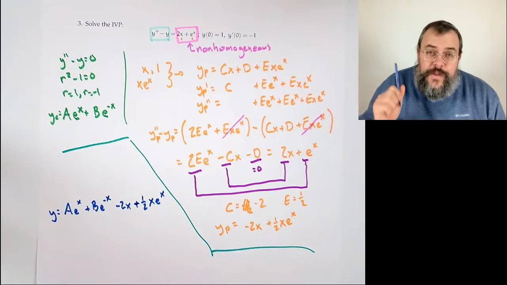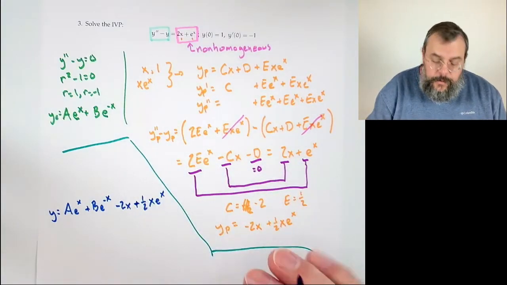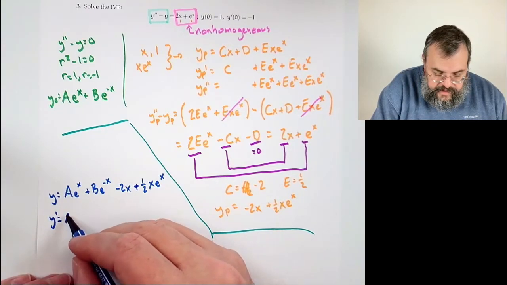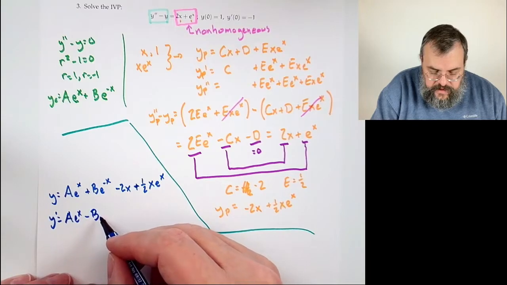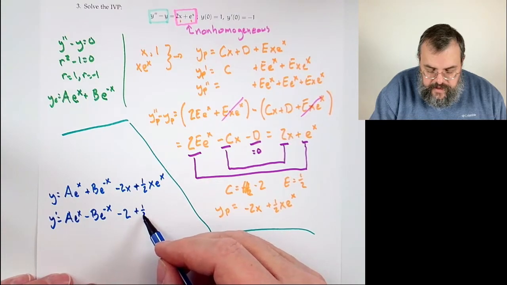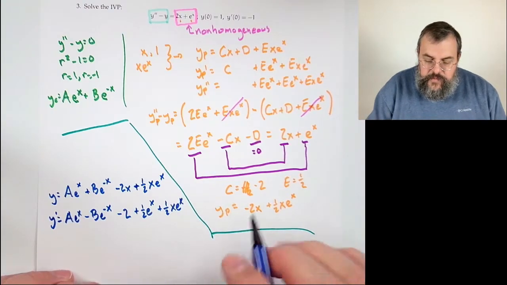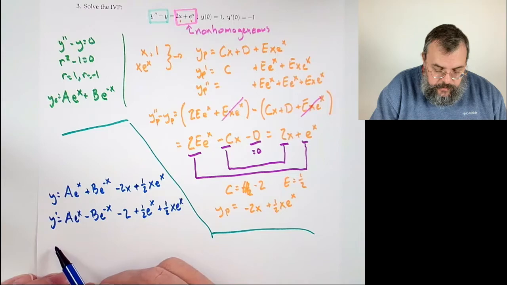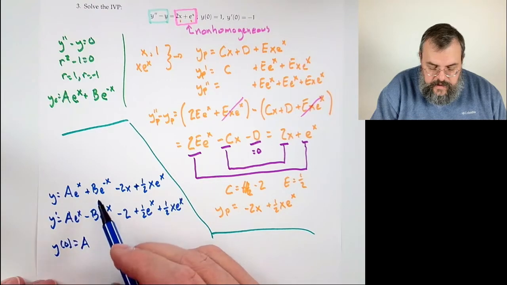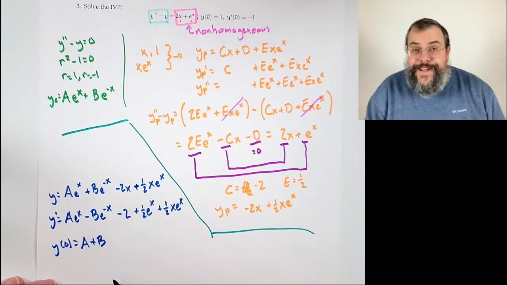Now, the last thing for us to do is our initial conditions. So we need to also have our y prime. So we'll also compute y prime. So that's a e to the x minus b e to the minus x minus 2 plus 1/2 e to the x plus 1/2 x e to the x. Plug the zeros in, and we see that y of 0, well, according to this, you get a plus b minus 0 plus 0. Oh, that's nice.